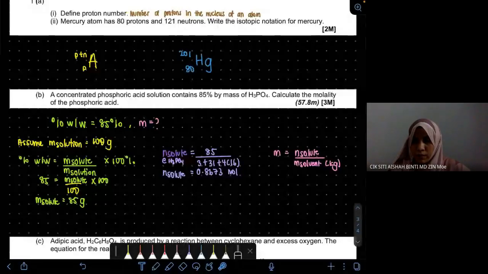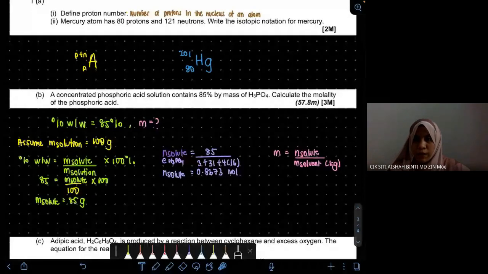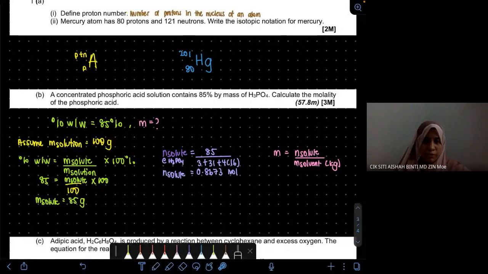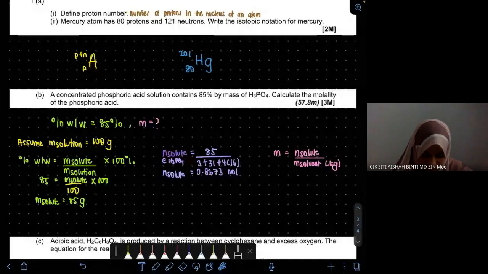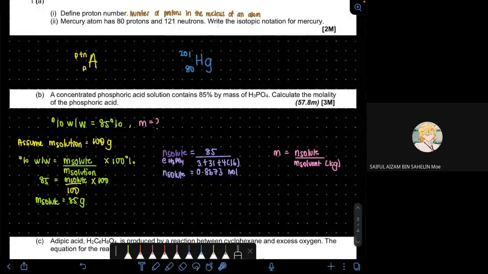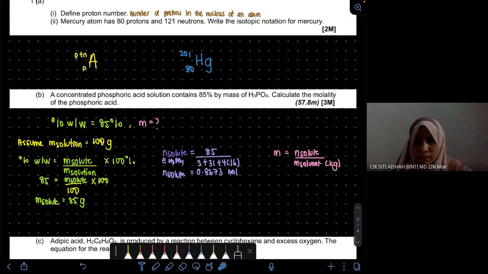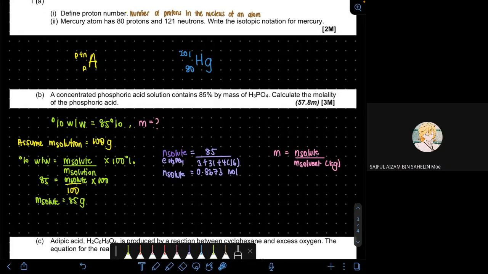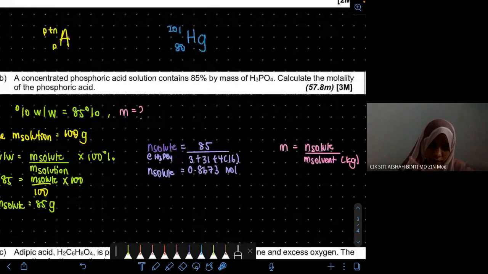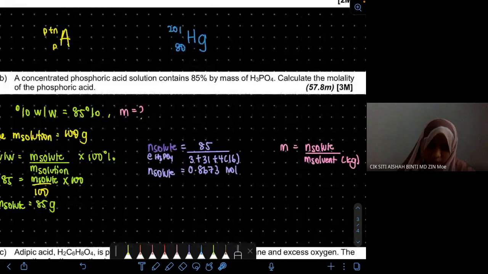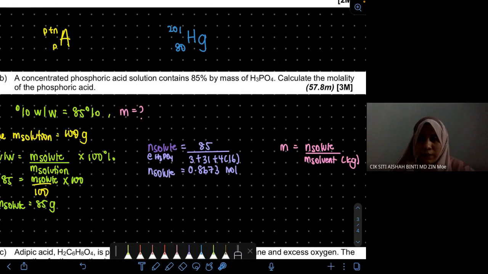Ada tak siapa yang nak tolong jawab? Macam mana kita nak cari mass of solvent? Miss, mass solution minus mass solute. Oh, okay. Betul. Ke sebenarnya tadi Nazira nak cakap tapi Miss tak dengar mic dia. Okay, thank you, Sai.